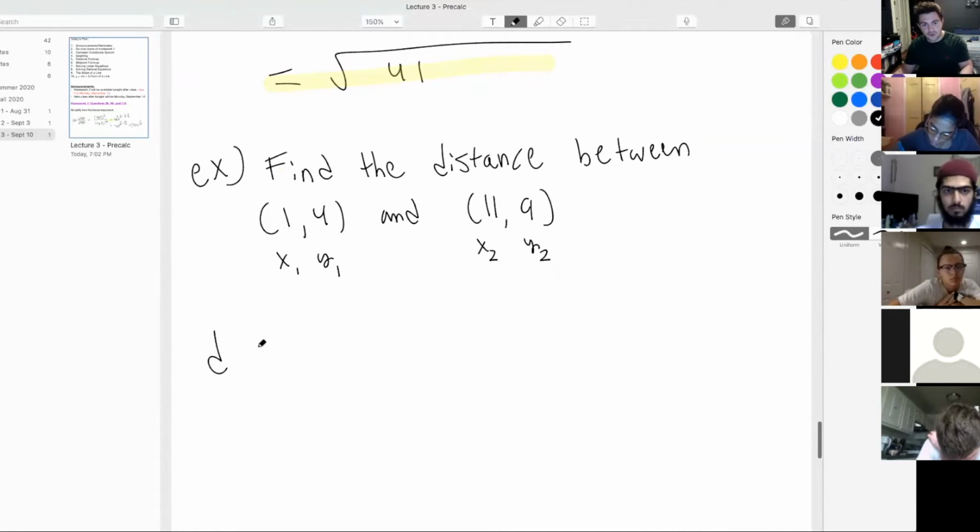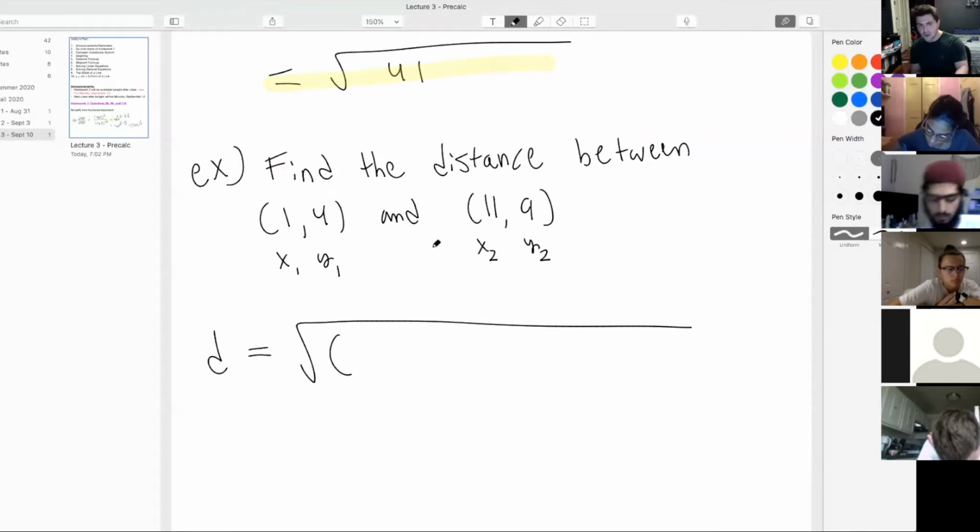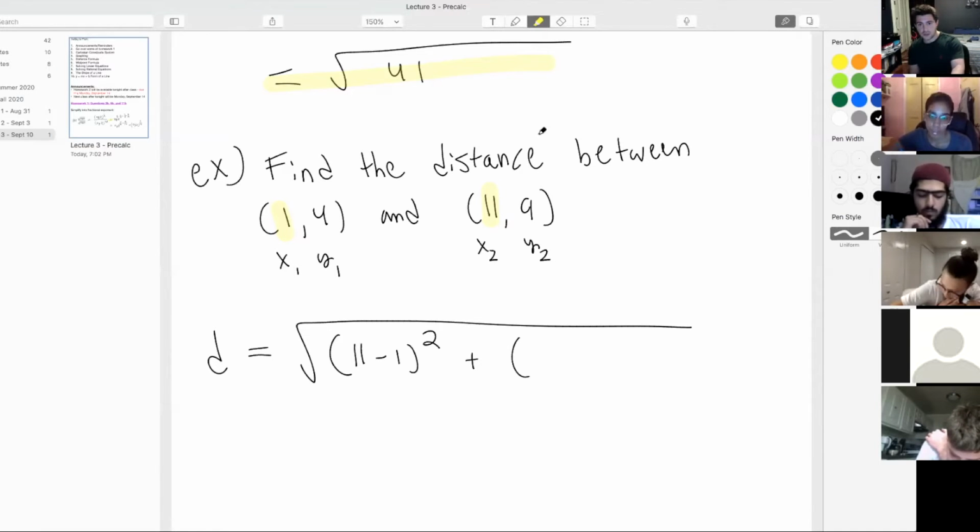Okay, so here we go. Let's just apply the formula to these points. So d is equal to a big square root. Okay, so the first thing you do is x2 minus x1 quantity squared. So it's 11 minus 1 squared. Okay, x2 minus x1, that thing squared. Plus, there's a plus sign in between. Next, y2 minus y1, 9 minus 4 quantity squared.